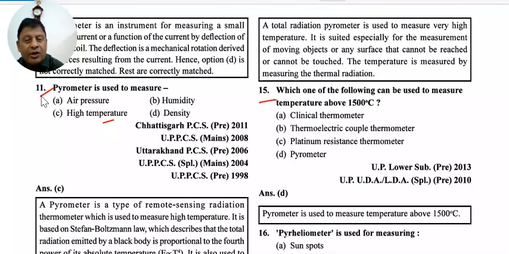Now then come to this question. Which one of the following can be used to measure temperature above 1500 degrees Celsius? Again, this is the high temperature measurement, so we need a pyrometer. So the right response is D. Okay.